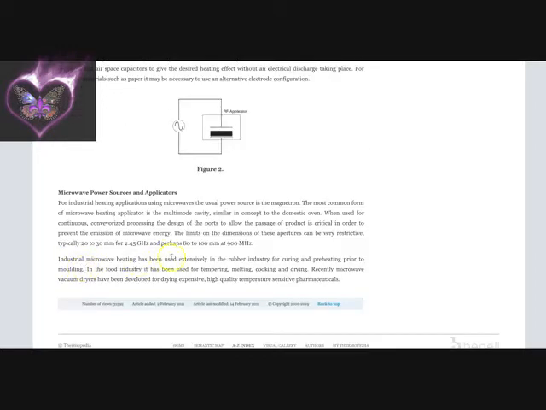The same airflow is used to maintain the metalwork above the dew point. Industrial microwave heating has been used extensively in the rubber industry for curing and preheating prior to molding. In the food industry, it has been used for tempering, melting, cooking, and drying. Recently, microwave vacuum dryers have been developed for drying expensive, high-quality, temperature-sensitive pharmaceuticals.